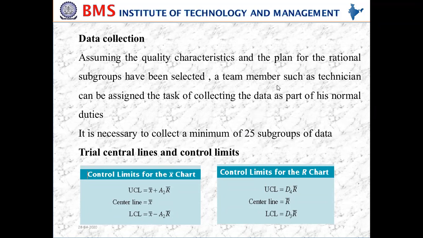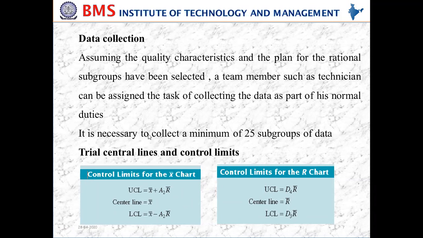Now, after collection of data, what do you have to do? We need to plot the chart. After collection of the data, we need to plot the chart for measuring the quality characteristic and monitoring the process. In this we have the trial center lines and control limits. So we need to calculate the center lines, then we need to calculate the control limits.